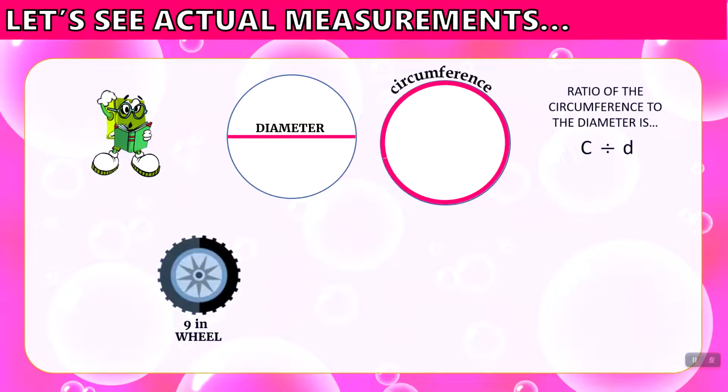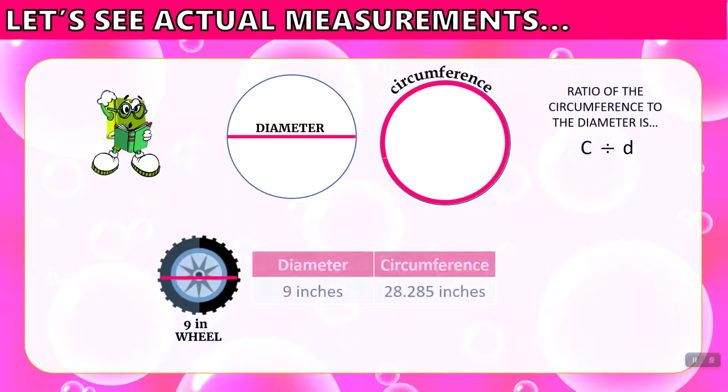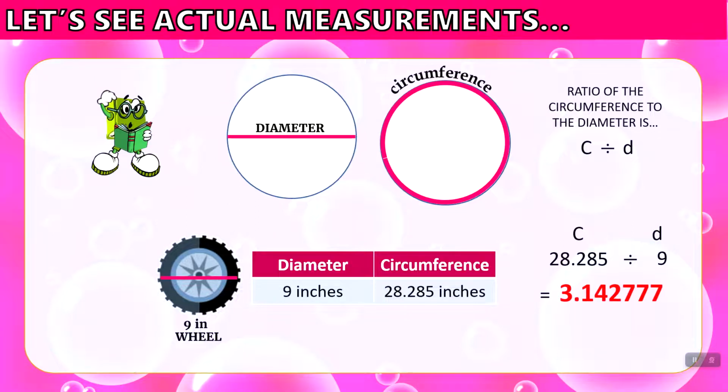And so this simply means that we will take the circumference and we will divide it by the diameter. So let's take a look at a 9-inch wheel and let's measure the diameter. The diameter is 9 inches, and when we find the circumference, it's 28.285 inches. And if we plug those measurements into the ratio above, and we say the circumference is 28.285, and we divide that by d, which is the diameter, which is 9 in this case, we end up with a number 3.142777. Let's remember that as we look at a few more examples.